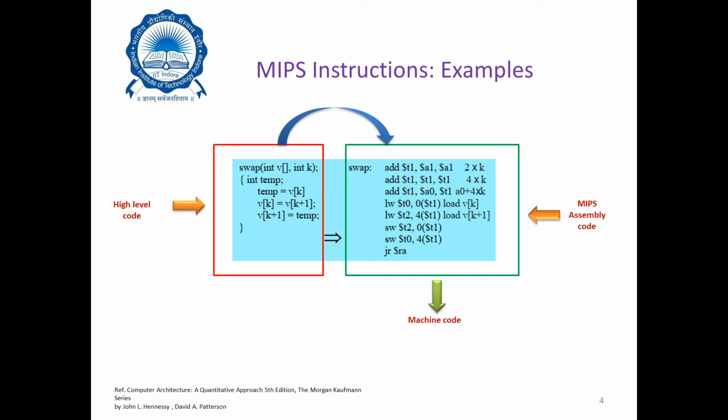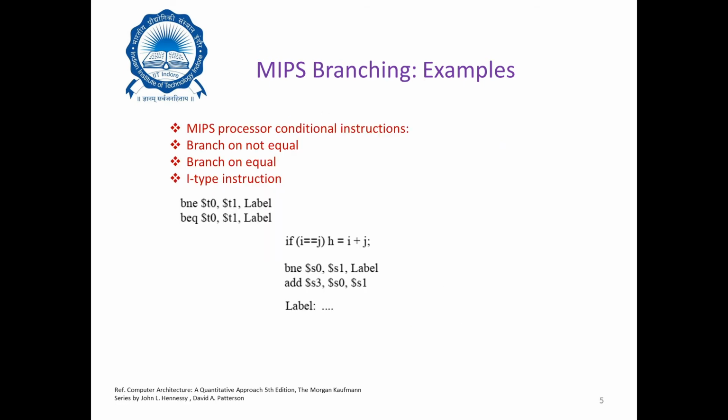Okay, let's move to the next example. Now let me give you some idea about MIPS branching. The MIPS processor, as I said, has conditional instructions. So branch on not equal, BNE, is one of the very famous ones. Then we have the next one, which is called branch on equal, BEQ. And these are all part of I-type instructions. Okay, these are not part of J-type instructions because these are conditional control flow instructions. That means we'll do a type of jumping, but it's not unconditional, it's conditional. So that's why we call it part of I-type instructions.